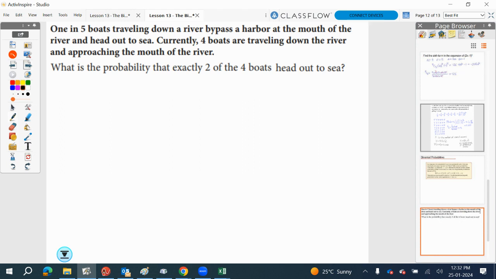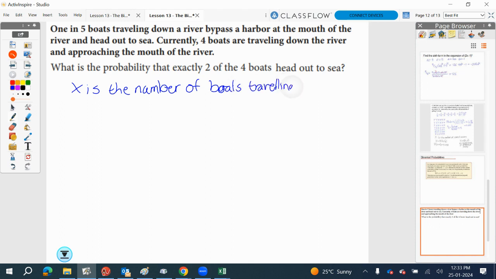Alright, let me go through this. I'm cutting it short a little bit so I've got time to hand out the tests to you. So let's go through this. What is x? X is the number of boats traveling down the river, approaching the mouth of the river, out to sea.